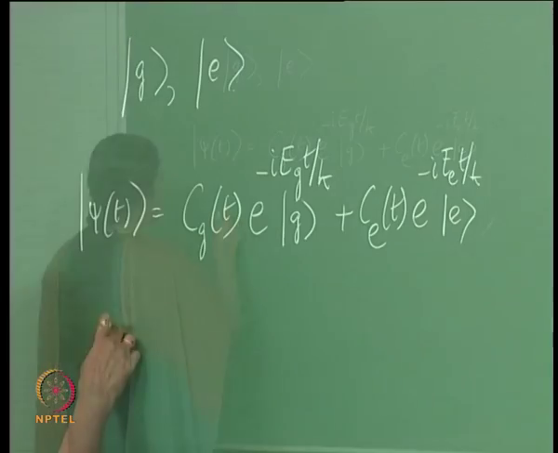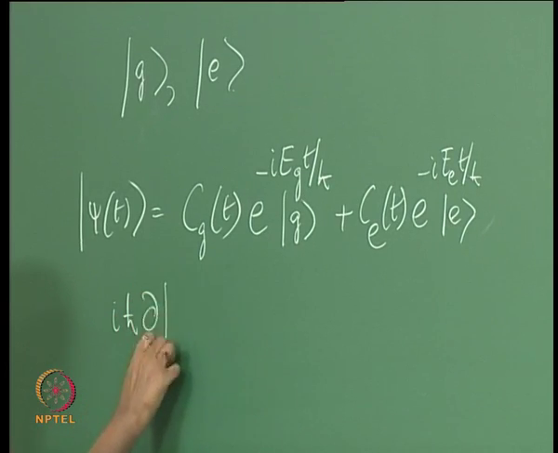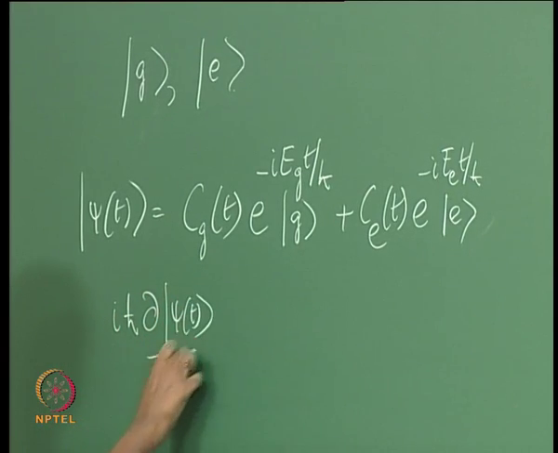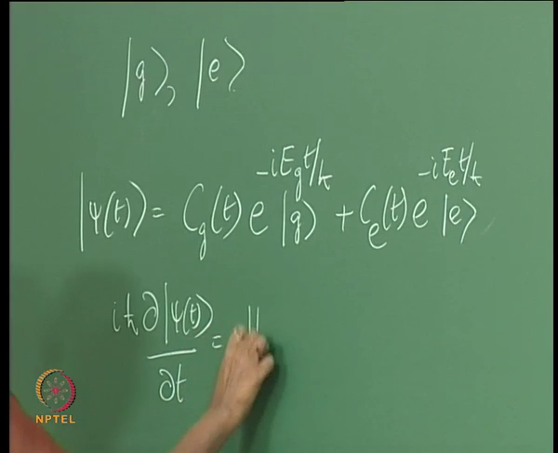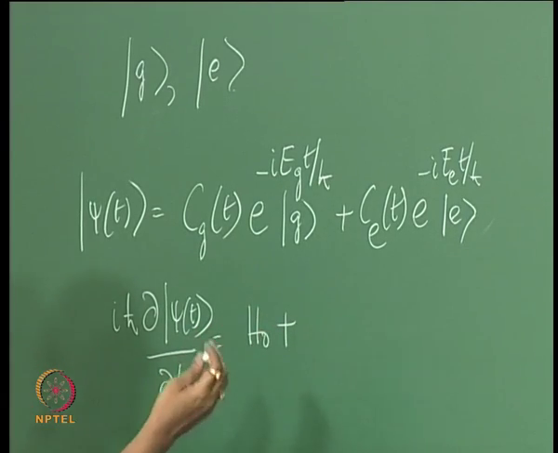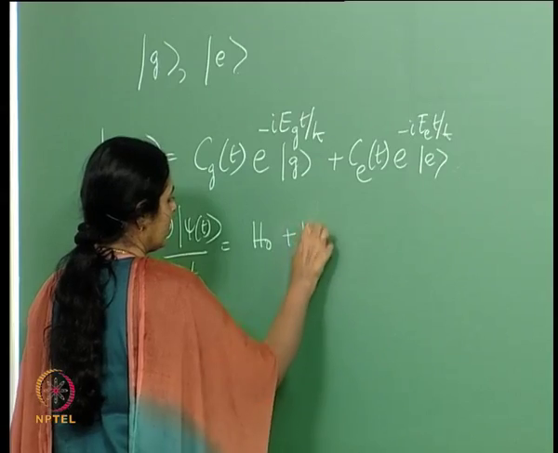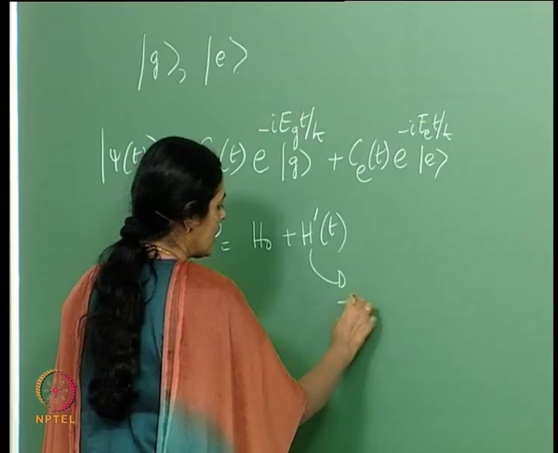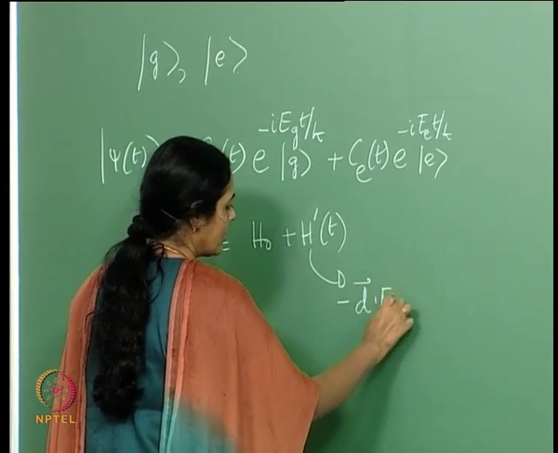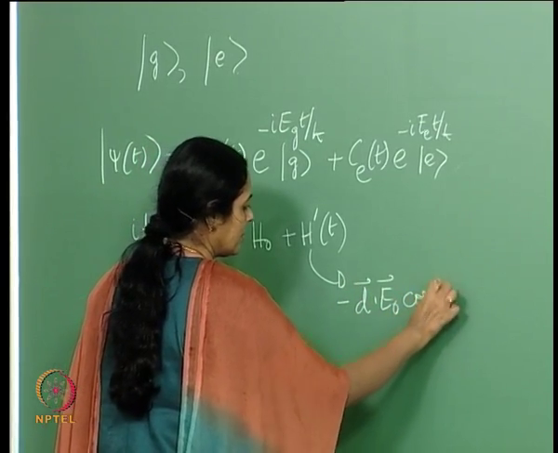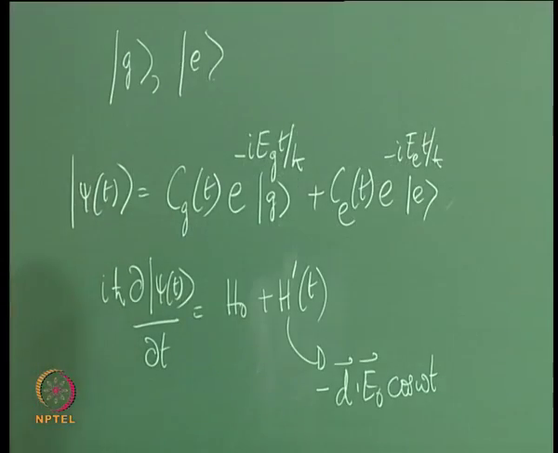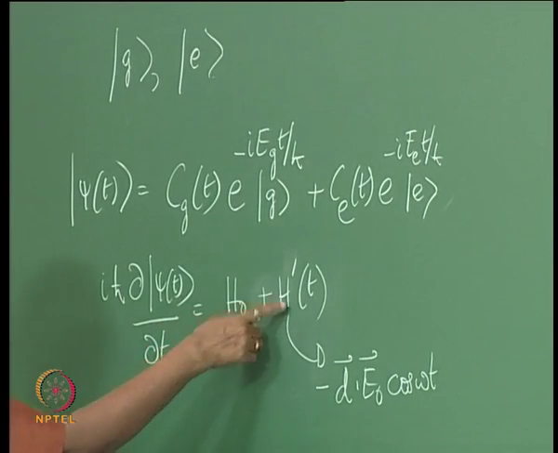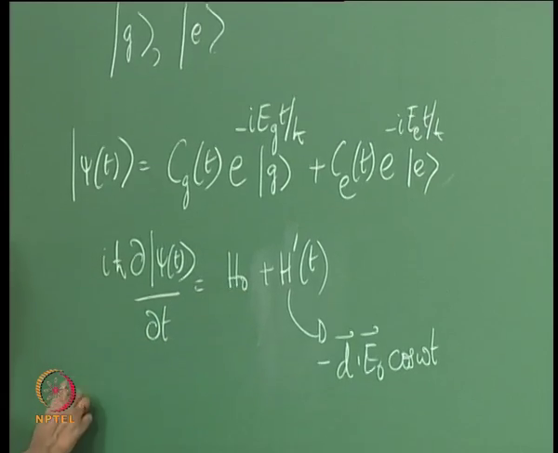Now, but we also know that this is true: i h cross del by del t of the state equals h naught plus h prime of t times the state. Remember that h prime of t is minus d dot E naught cos omega t. Now, if this is the Schrodinger equation and we plug this in, what do we have?